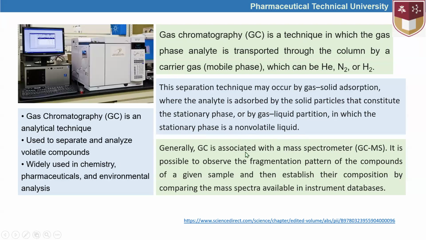Generally, gas chromatography is associated with a mass spectrometer. The combined version is called GC-MS, gas chromatography mass spectrometer. It is possible to observe the fragmentation pattern of compounds of a given sample and then establish their composition by comparing the mass spectra available in the instrument database. So in most cases, we can see gas chromatographs linked to mass spectrometers, such as LC-MS or GC-MS types.